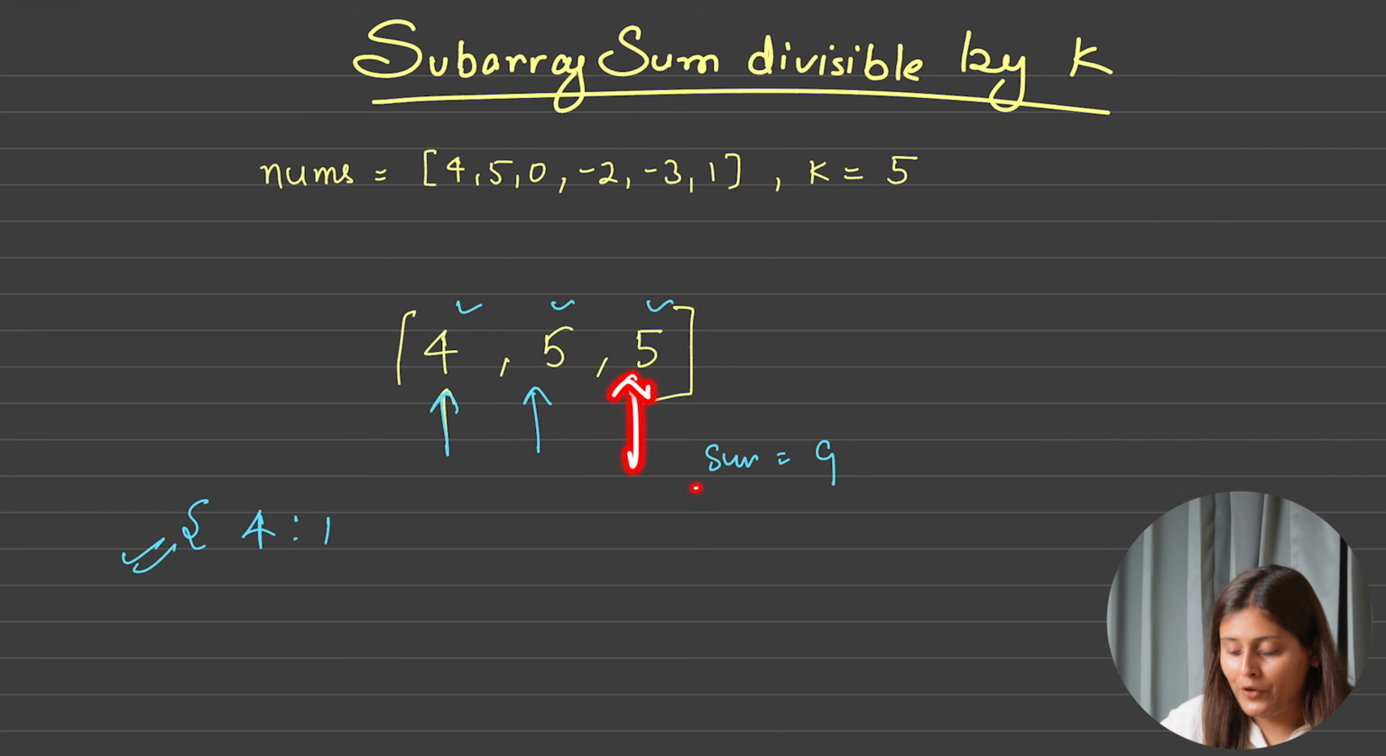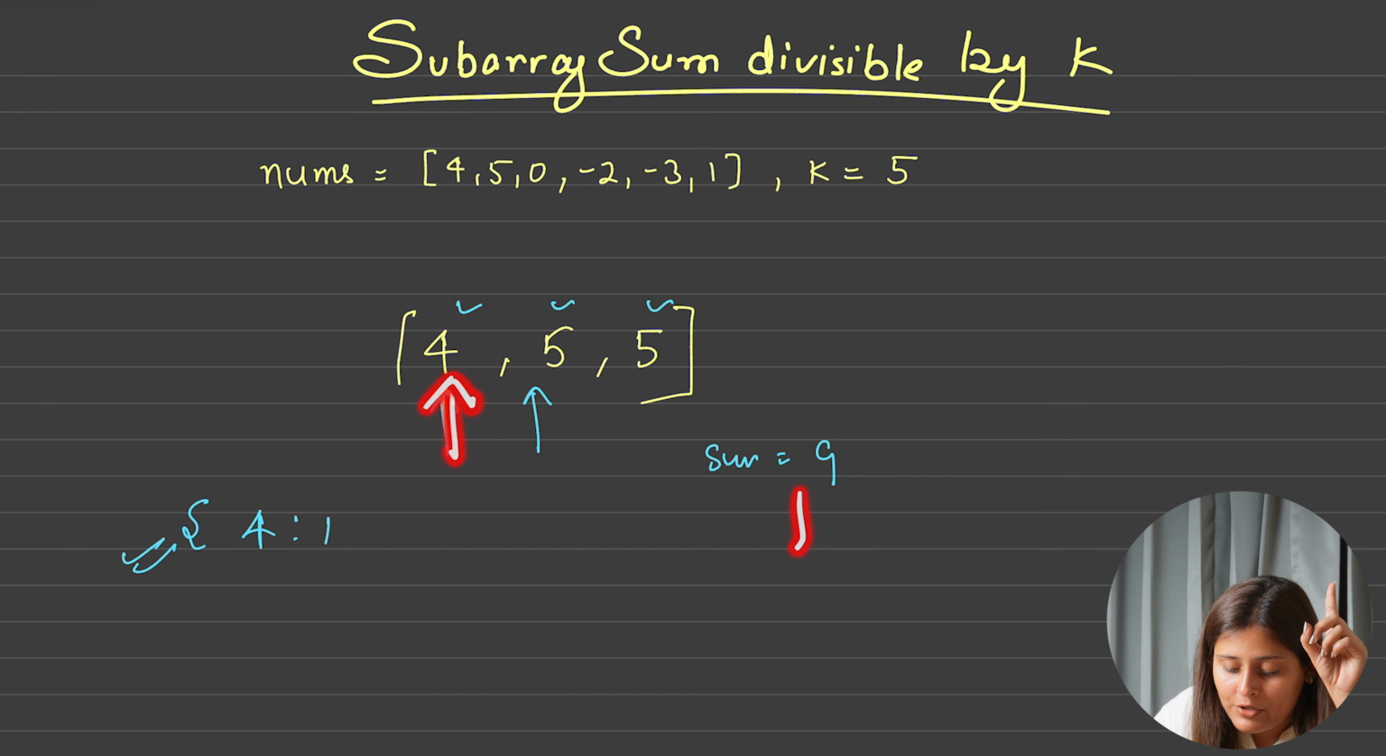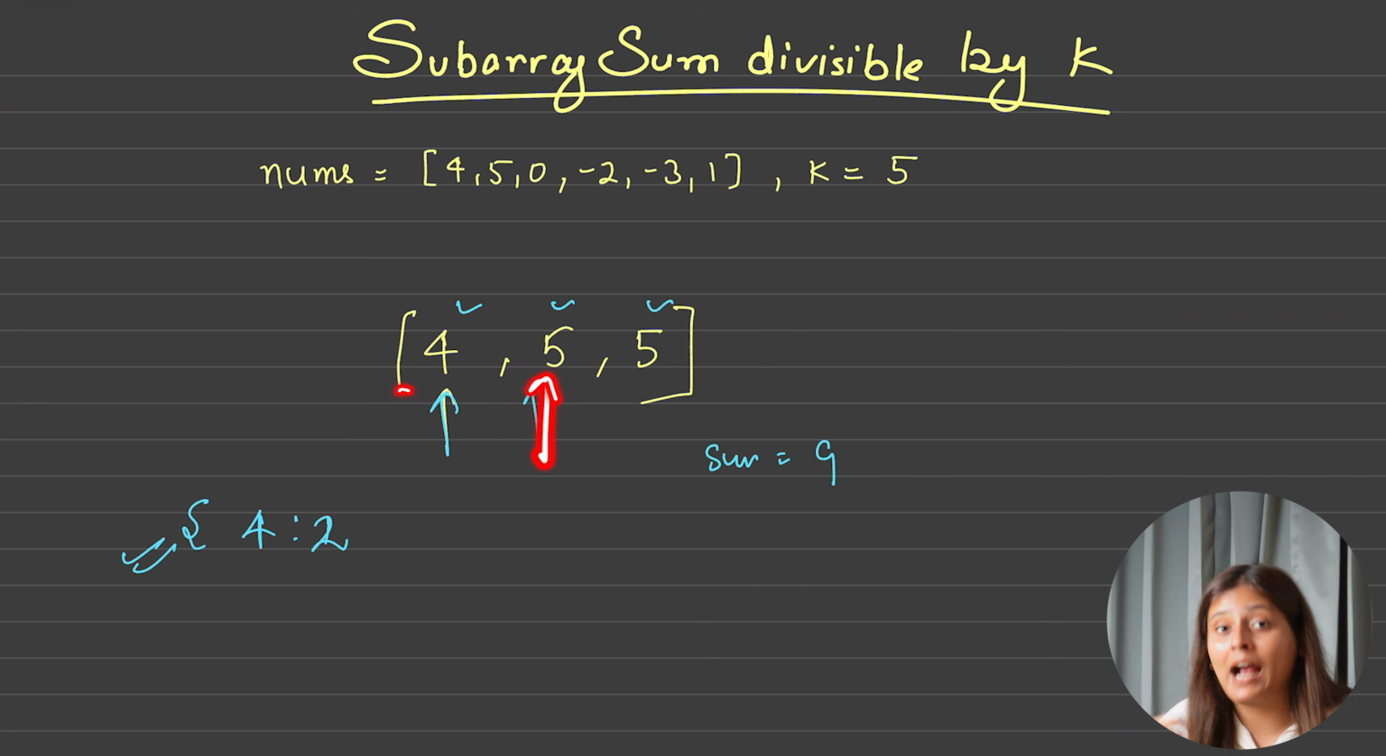Now we'll move forward. But before moving forward, can I say that when I was here, I found modulo 4, and when I was here, I again found modulo 4? So before moving, just increment it one more time. Why increment? Because when I was at 4, I found only one 4. But when I was at 5, the total summation was 9, and 9 modulo k is again 4. So I can say I have found 2 times 4 now. Till now I have found only one such subarray.